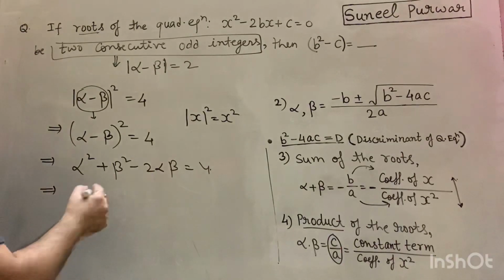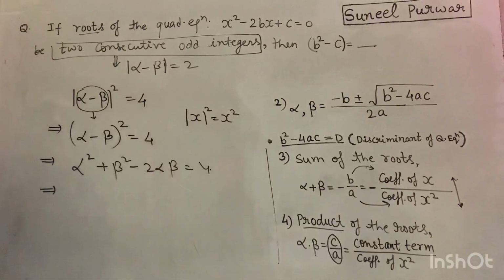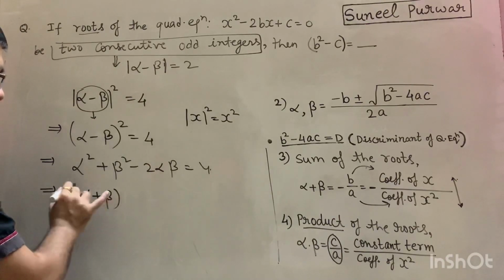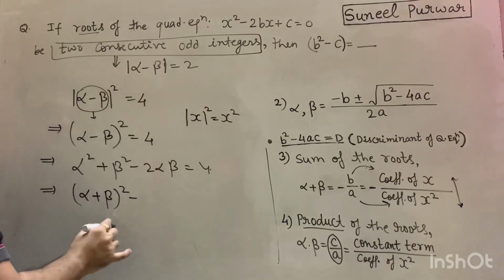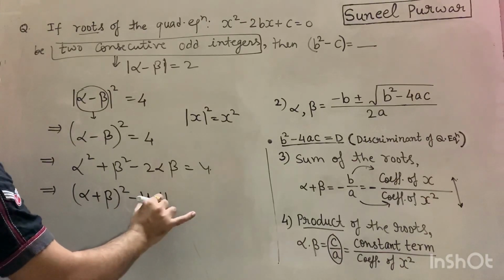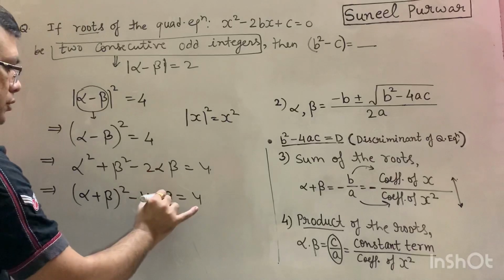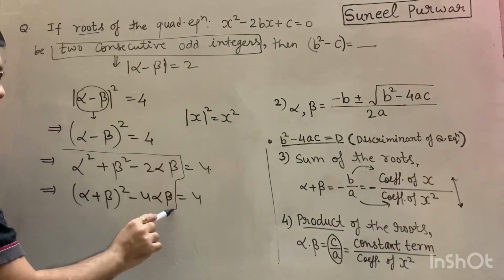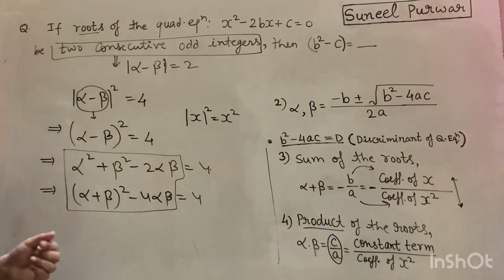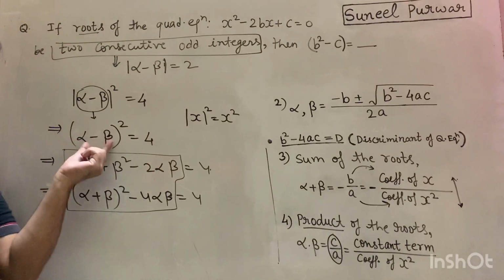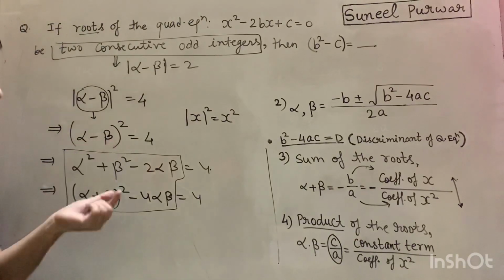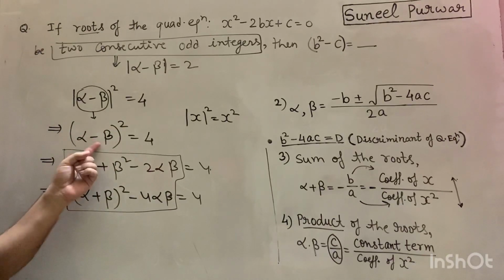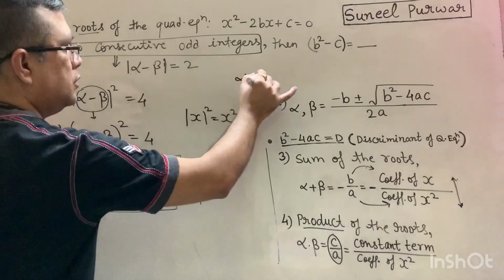Now, this thing you can write as alpha plus beta whole square minus 4 alpha beta. Is it or not? See, they both are equal. So this is the trick whenever you are dealing with the difference of the roots, alpha minus beta. So what you do? Alpha minus beta whole square. Got that?